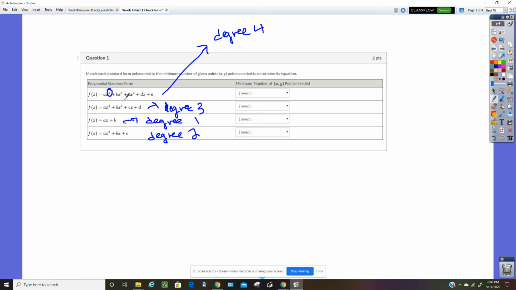So for degree 4, you would need 5 points here. And then I'll leave the rest up to you. So the number of points needed is just 1 more than the degree. So this is degree 4, I need 5 points.